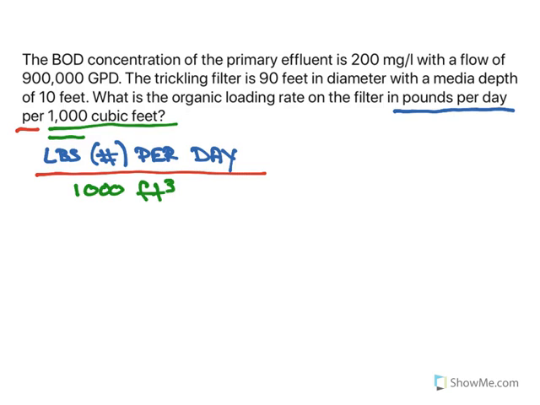What that means is we're going to take the dimensions of the trickling filter to calculate the volume in cubic feet. That's going to include the diameter as well as how deep the trickling filter is. That's going to give us a volume in cubic feet, and we need to take that volume and divide it by 1,000 to get a number in 1,000 cubic feet. It's almost kind of like a made-up number just for purposes of math problems like this.